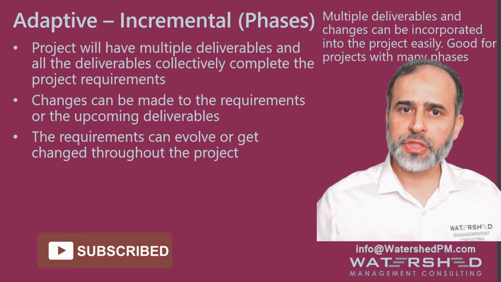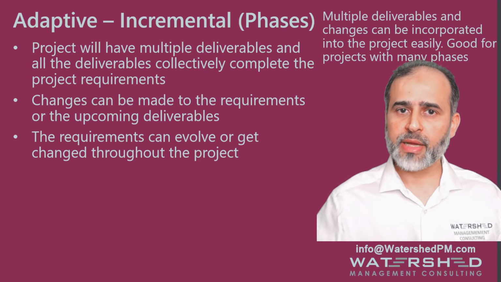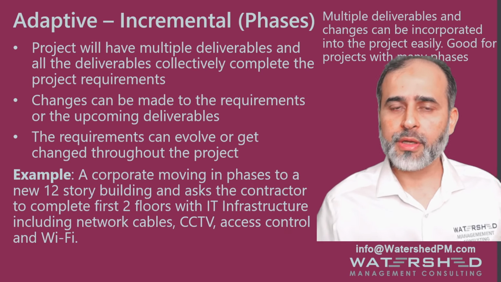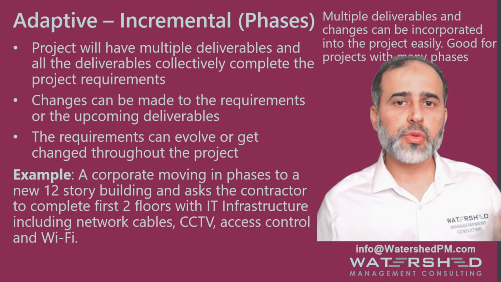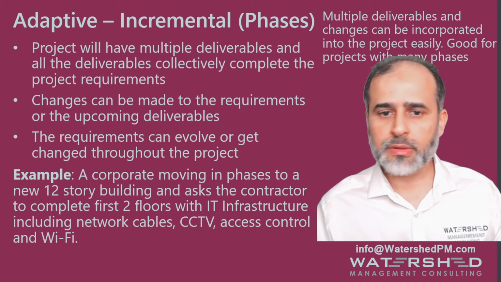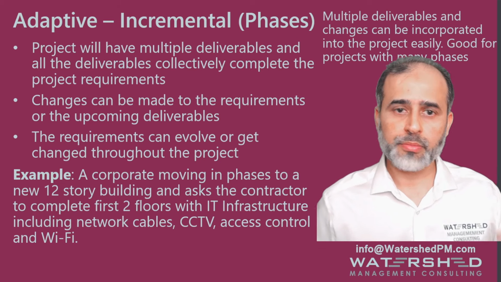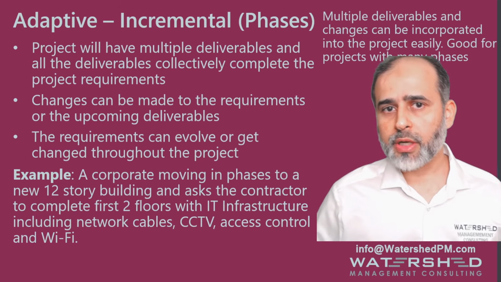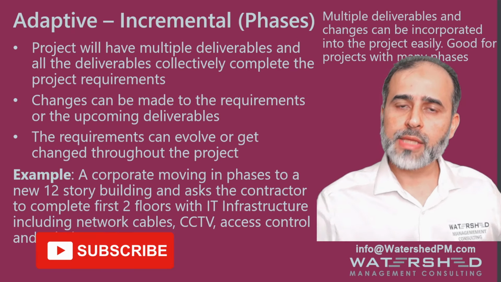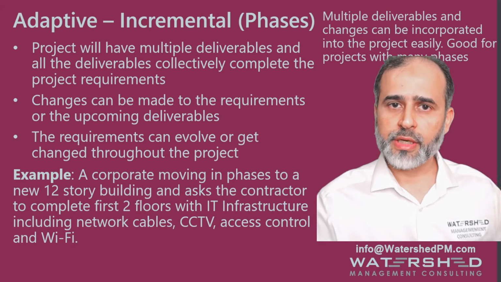If the requirements change or the client wants to add or remove certain requirements, it's easier to implement them as you start a new phase of the project. As an example, let's say that you're an IT contractor and you have a client who wants you to make a 12-story building ready with the IT infrastructure. Normally it means that you need to lay out the network cables, add some routers and other equipment on site, add the CCTV solution, provide access control, and let's say that you also need to provide the Wi-Fi solution. The client wants you to finish 2 floors. As you complete the 2 floors, the staff will move in, and that's when you move on to the next phase, which is the next 2 floors and so on.